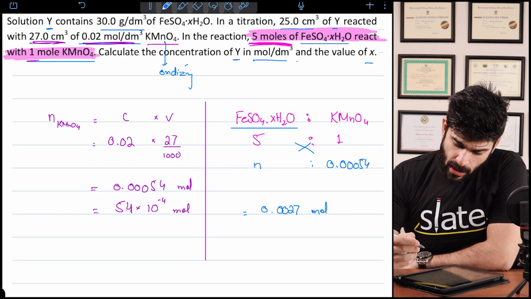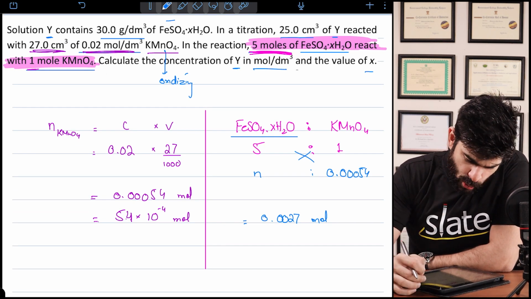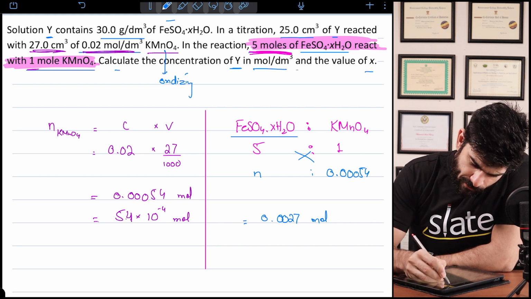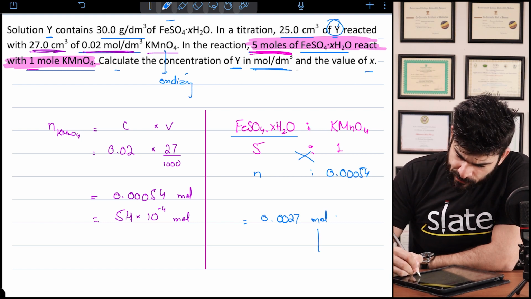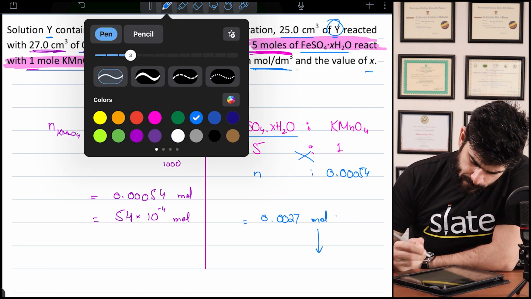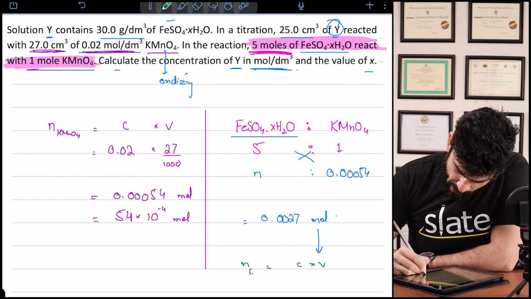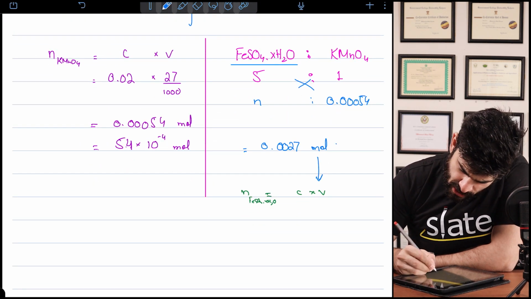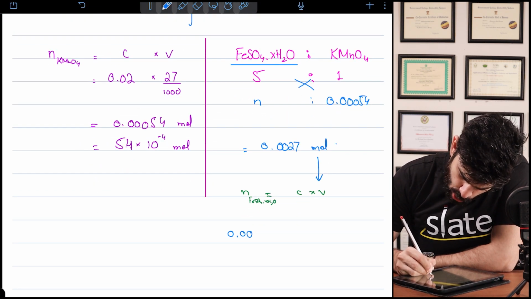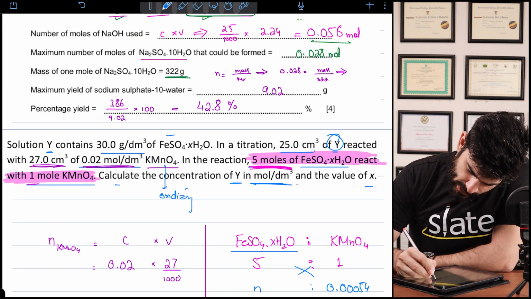So students, we have the value of the moles of iron sulfate. What do we have to do next? Calculate the concentration of Y in mole per dm cube. How do we calculate the concentration from here? Just the simple formula, n equals to C into V. This n is of iron sulfate xH2O. We don't have the concentration, we just have the moles, which is 0.0027. Concentration is unknown to us. Volume, it's given.